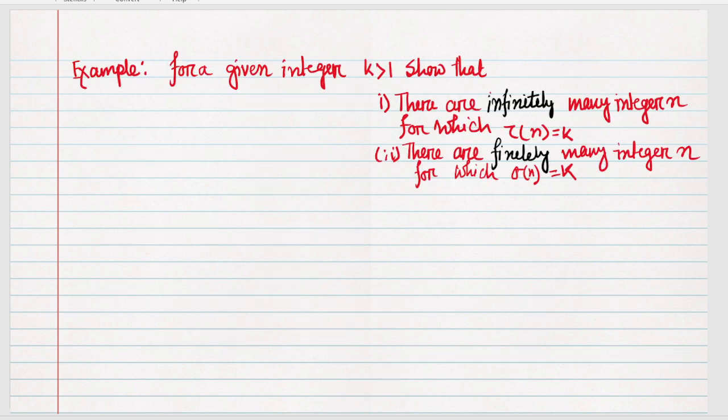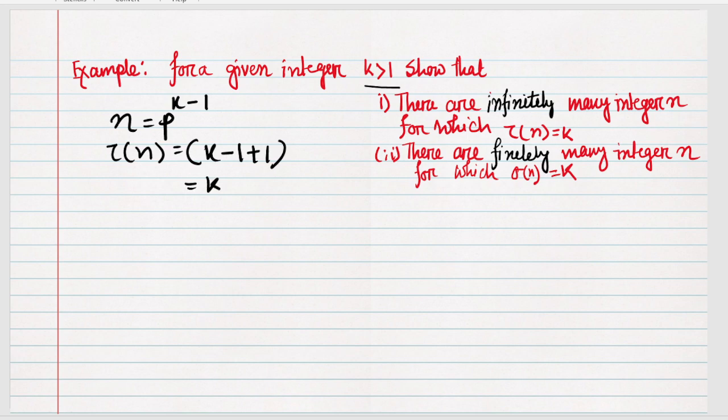If we move to our next example, it says that for a given integer k greater than 1, we have to show that there are infinitely many integers n for which tau(n) equals k, and there are finitely many integers n for which sigma(n) equals k. Initially I am taking our first question, that there are infinitely many integers n for which tau(n) equals k. So k must be greater than 1, for any prime p and for n equals p^(k-1) we are taking. That means in this case tau(n) equals k minus 1 plus 1, which is nothing but k itself.